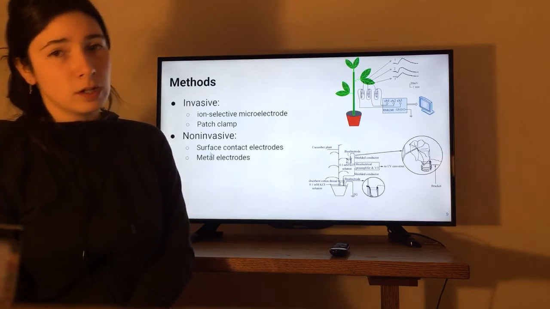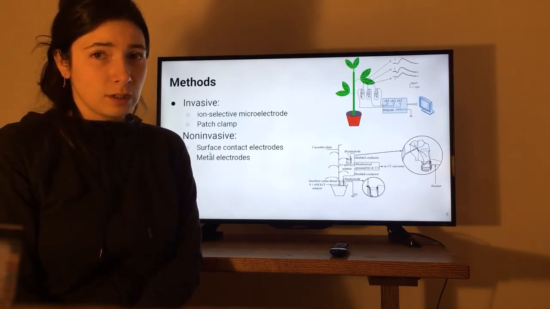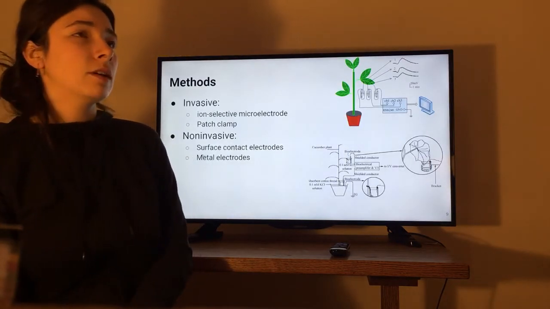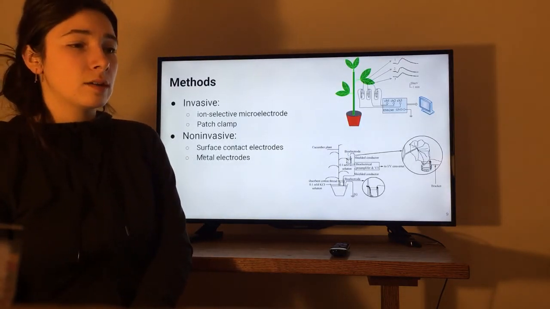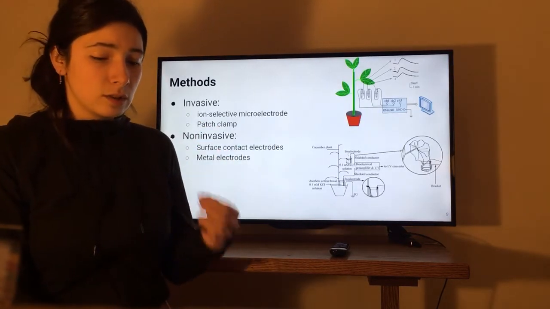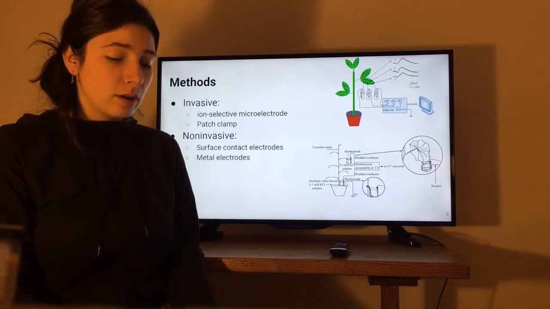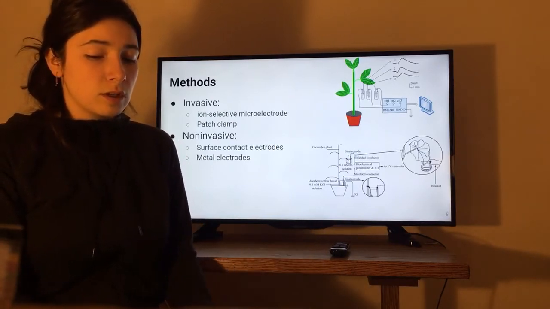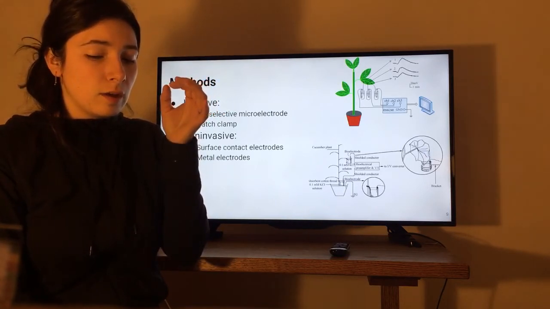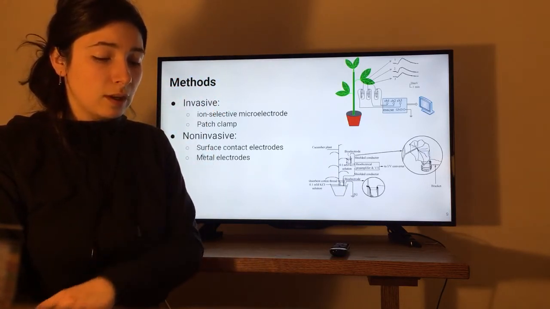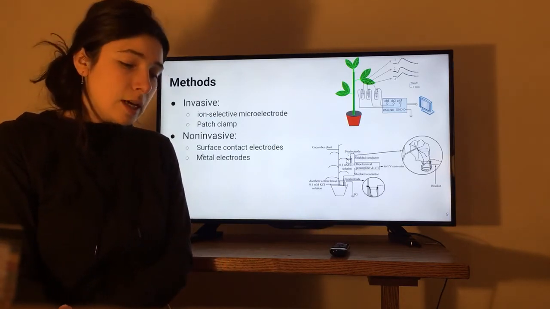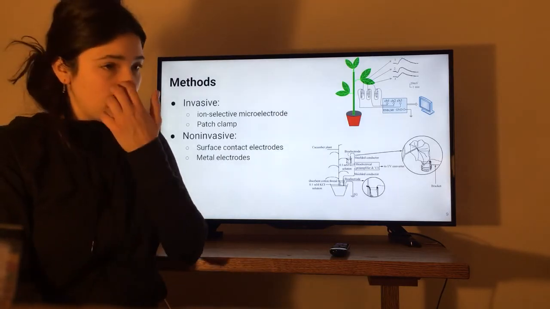So the methods to collect data for electrical signals and better understand electrophysiology of plants can be invasive and non-invasive. And what I mean is sometimes you actually need to puncture the plant to understand its electrical signal. And these things are microelectrodes that you put into the stem of a plant or any part of it. So in picture one, we can see that, or a patch clamp, which is another form of a microelectrode for collecting the electrical signal in the plasma cell.